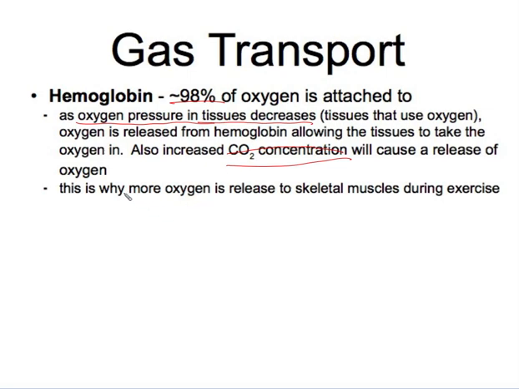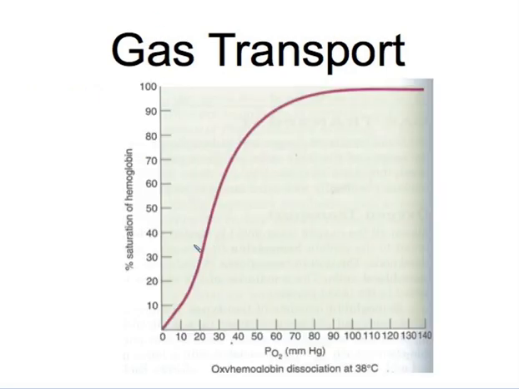And this is why you get more oxygen to your skeletal muscles during exercise, because of this pressure difference. You have less oxygen in your tissues when you're exercising, so you need to get more, so you release more of it there. That's your body's feedback loop to keep it alive and allow it to do what it's trying to do.